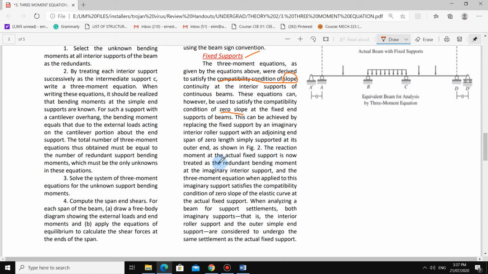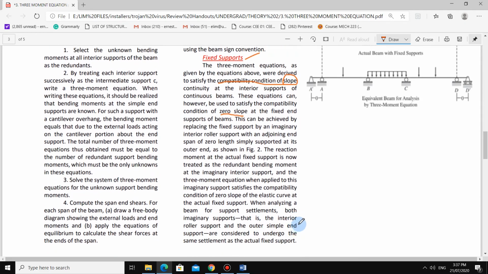Okay? So the reaction moment at the actual fixed support is now treated as the redundant bending moment at the imaginary interior support, and the 3-moment equation when applied to this imaginary support satisfies the compatibility condition of zero slope of the elastic curve at the actual fixed support. So when analyzing a beam for support settlements, both imaginary supports, that is, the interior roller and the outer simple end support, are considered to undergo the same settlements as the actual fixed support.